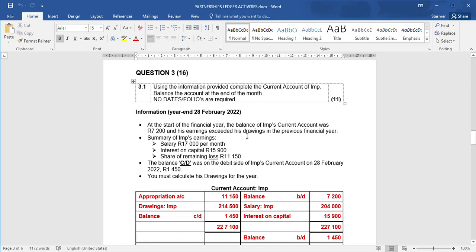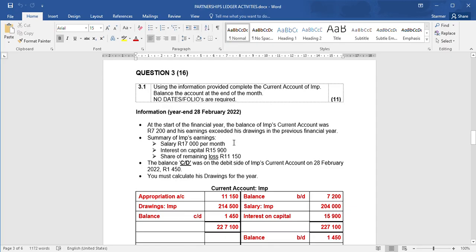The first thing they tell you is that at the start of the year, the balance of IMP's current account was 7,200 and his earnings exceeded his drawings. In other words, there's a positive balance here. Money is owed to him, so that balance goes on the credit side.